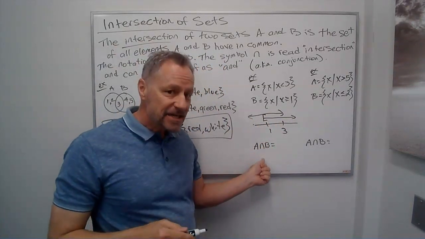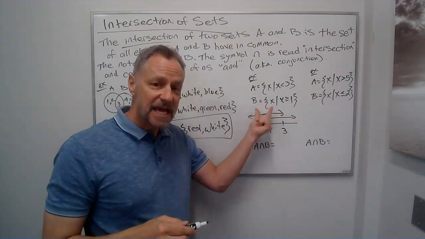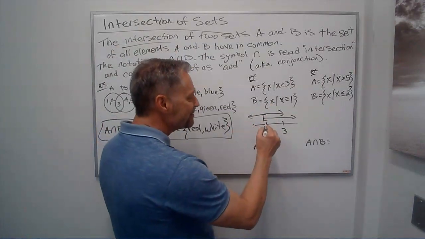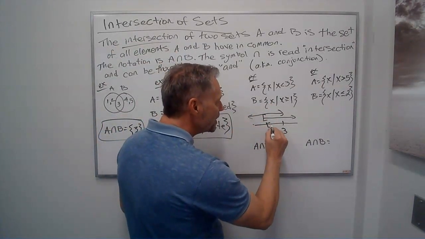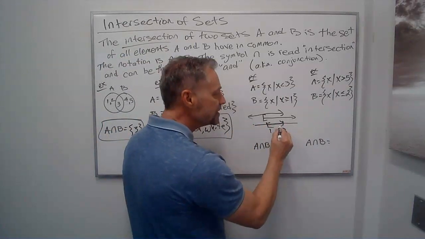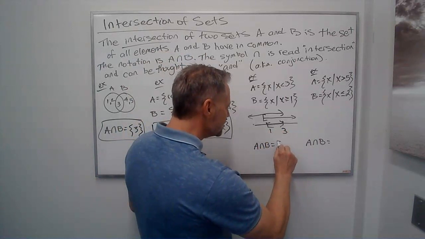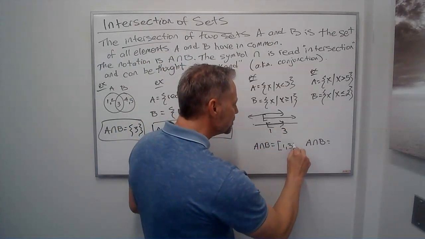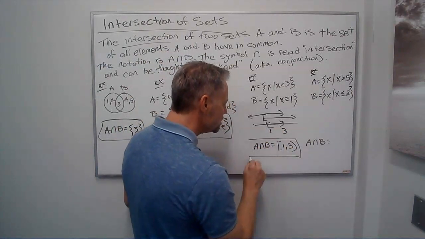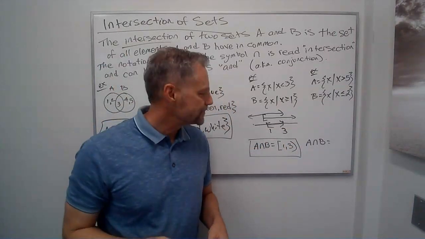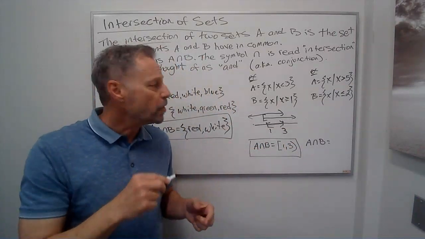Again, A intersection B is where these would intersect or what they have in common. And what they have in common is everything from 1, including 1, all the way to 3, but nothing past there. So this time I'm going to write the answer as the interval from 1 to 3, including 1, not including 3. And then let's do one more example of that.